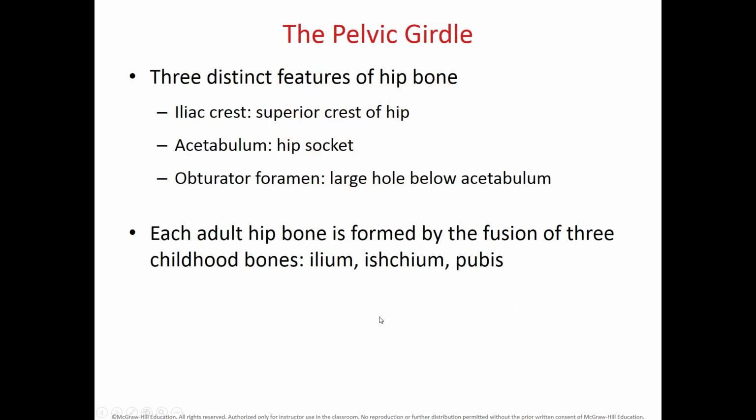So we have within the coxal bone 3 specific features, which are the iliac crest, which is the superior crest of the hip, that sometimes when you are putting your hands over your pelvis, you can feel. And then you have, laterally connecting to the femur, the thigh bone, the acetabulum or hip socket. And then we have the obturator foramen, which is a large hole below the acetabulum. And then within the adult, these bones, the ilium, ischium, and pubis, will fuse to form the coxal bone.